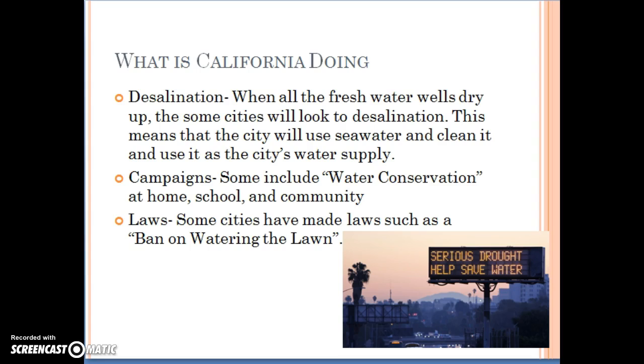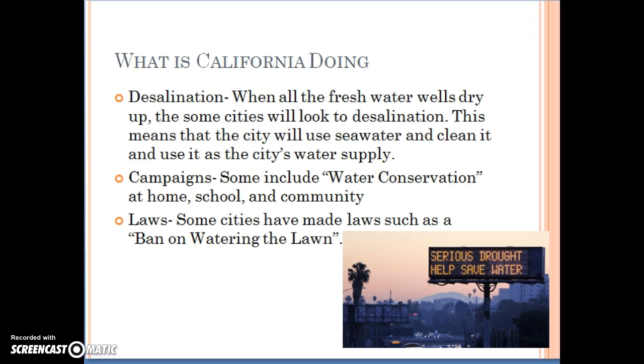Also, we have campaigns. There's a bunch of campaigns going on right now, and I think you're seeing these around your town, your school, your community. Some include water conservation. I've seen these around my city. They're posted in buses. There are big advertisements around town that say, please conserve water, and here are some methods to help out.